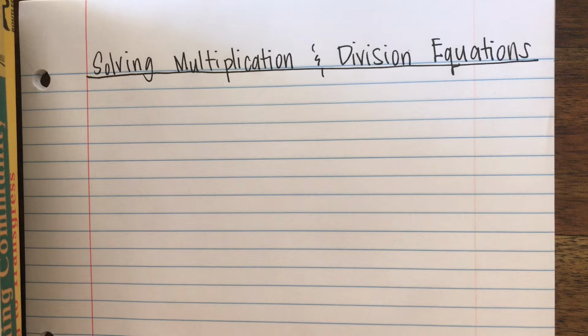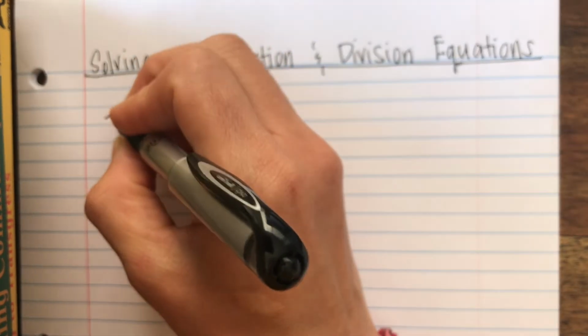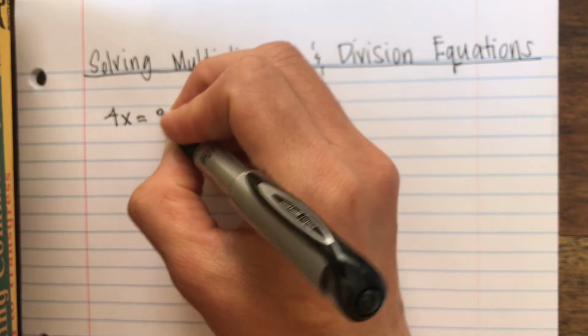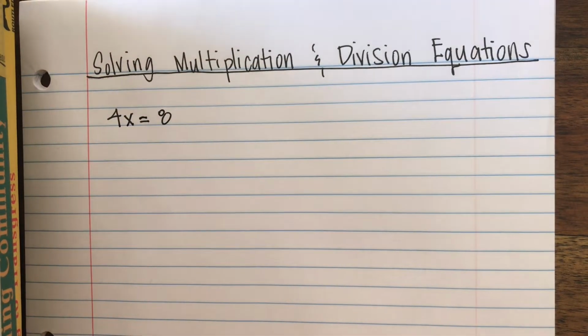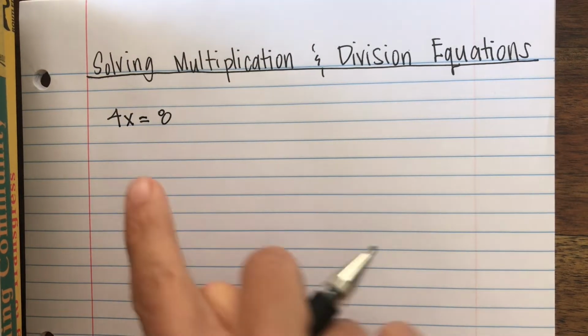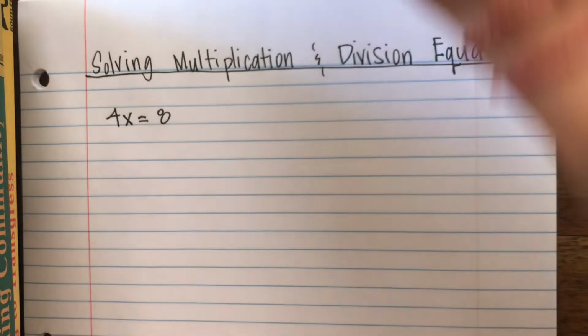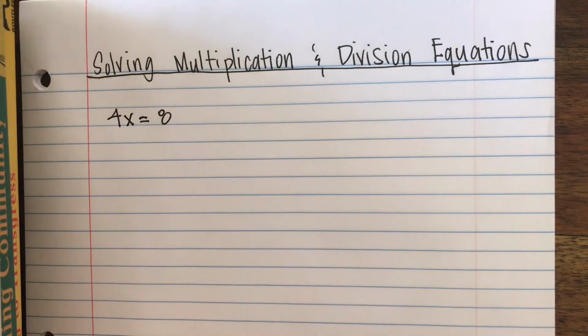So in an equation that looks very simple, like this, 4x equals 8, you know the answer is 2. But the operation you see happening here is multiplication, so you've got to do the inverse, which is division. Show that procedure. Show that step.